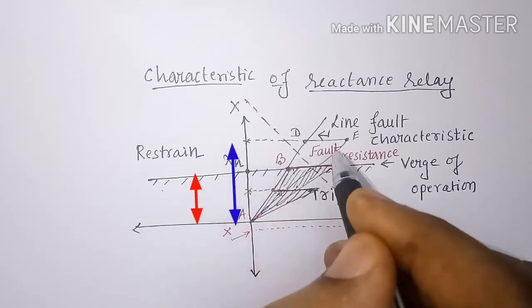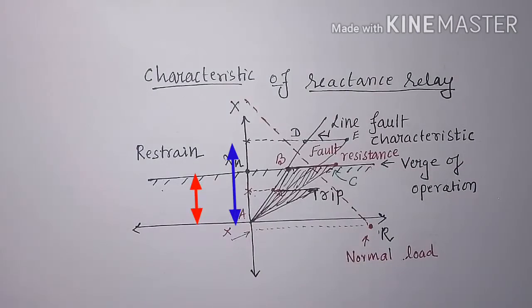Therefore, the reactance relay will not operate, which means that due to fault resistance or arcing resistance, the reactance relay won't mal-operate. That is why the reactance relay is considered to be superior in performance over simple impedance relay.